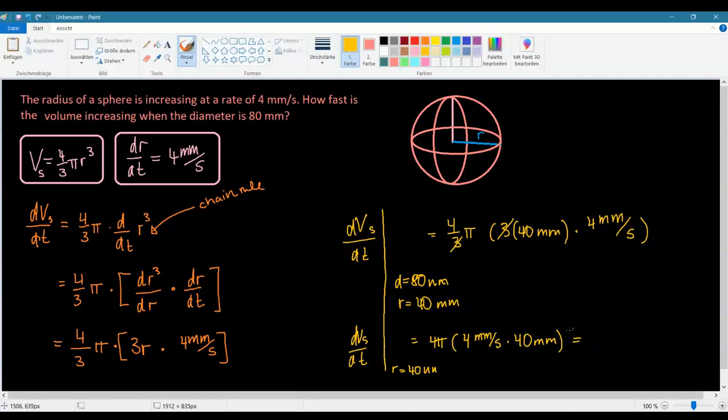And what's that going to equal? So we're going to take this 4 times 4, and we're going to make that 16 pi times 40 squared. Actually, there's a square here. There needs to be a square there. Sorry for the confusion, but of course, when we differentiate, this doesn't become 1, it becomes 2. So 2 troubleshootings in this particular video, but that's okay. So this is going to become 40 squared millimeters squared per second.